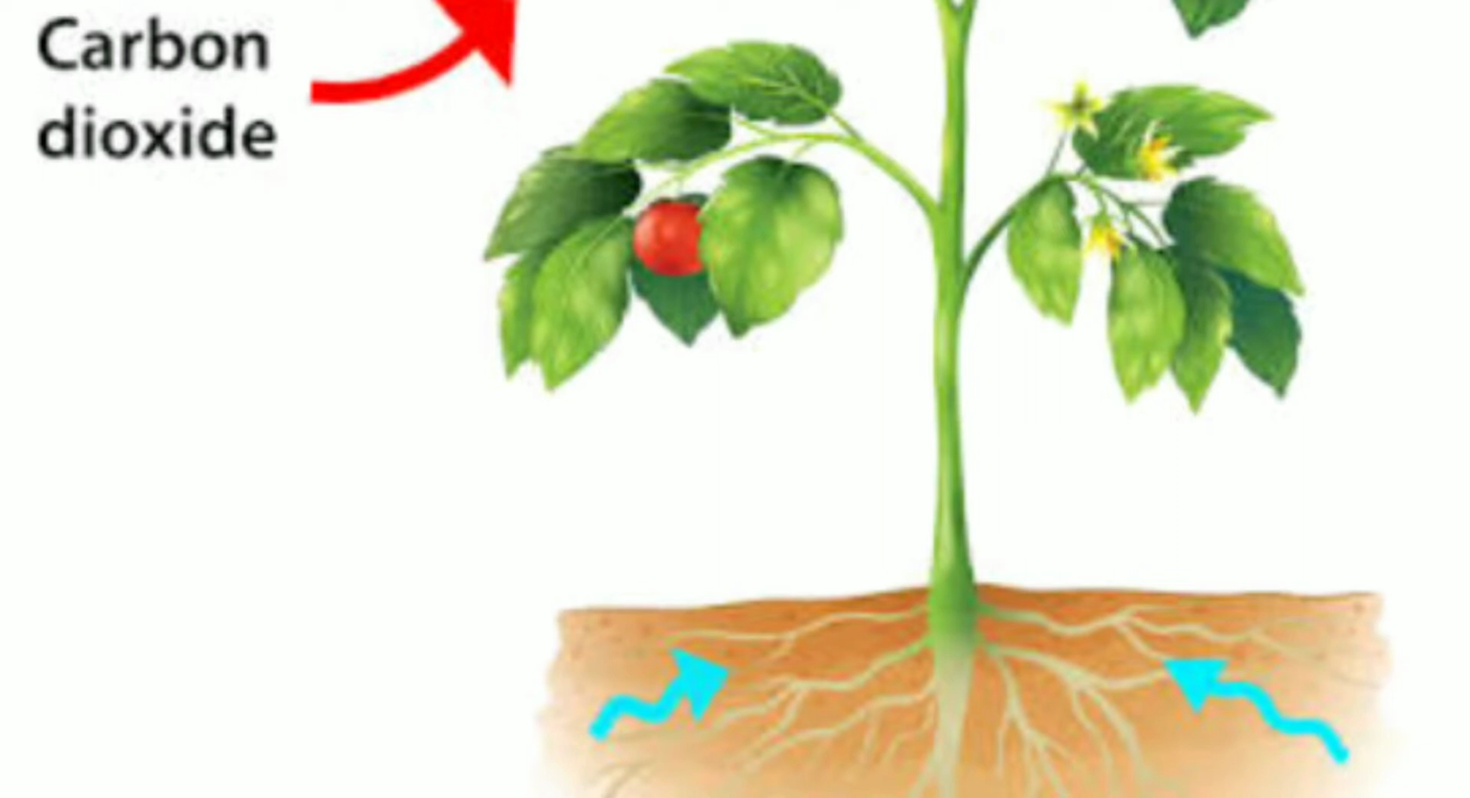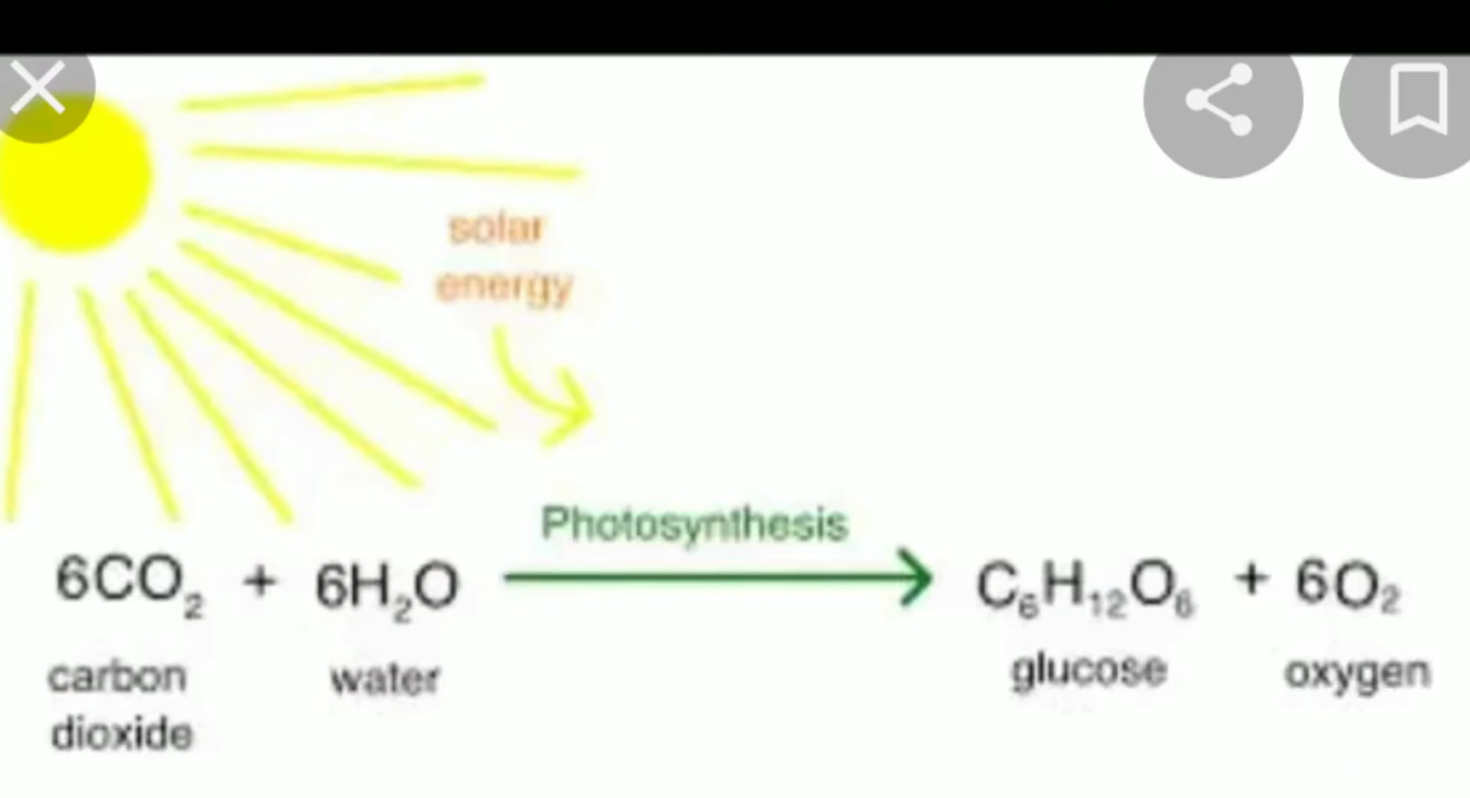Carbon dioxide and water become the ingredients of this cooking process. Now let's examine what are the products of photosynthesis. We use 6 molecules of carbon dioxide and 6 molecules of water to form 1 molecule of glucose and 6 molecules of oxygen. The picture shows how it is written in the form of a chemical equation.